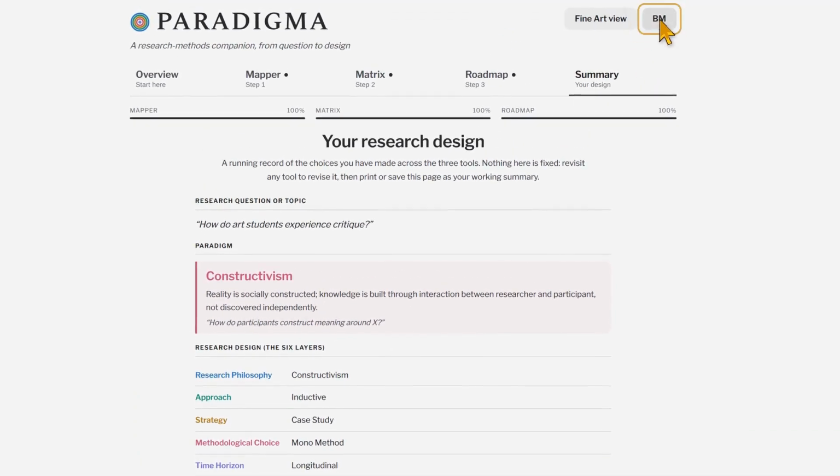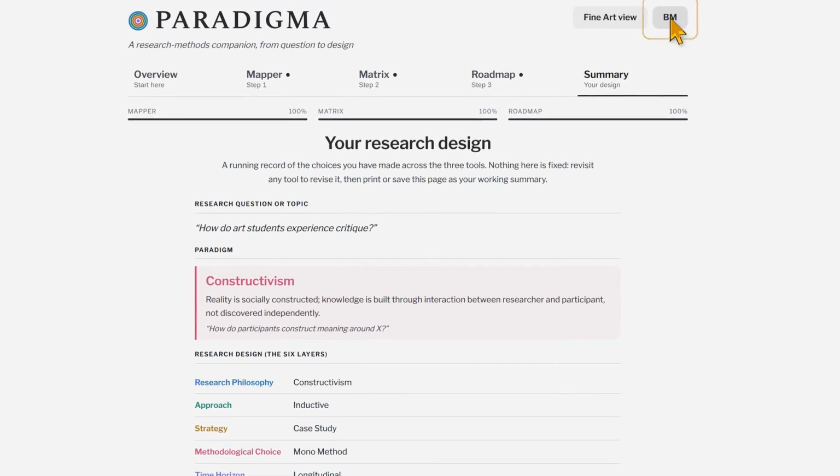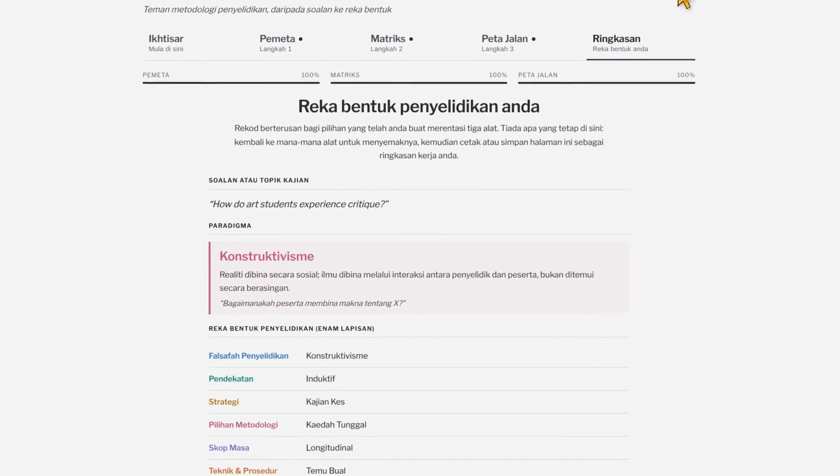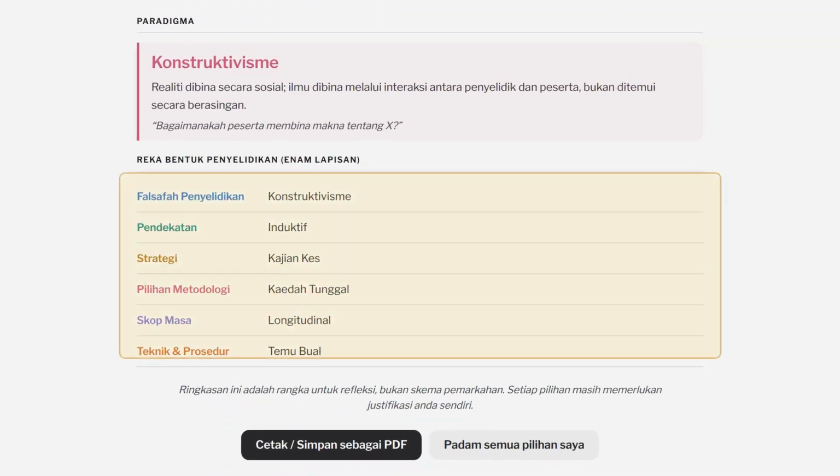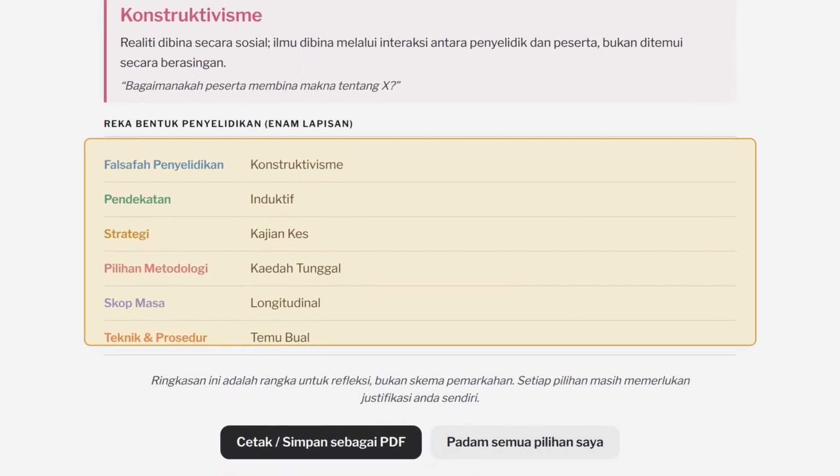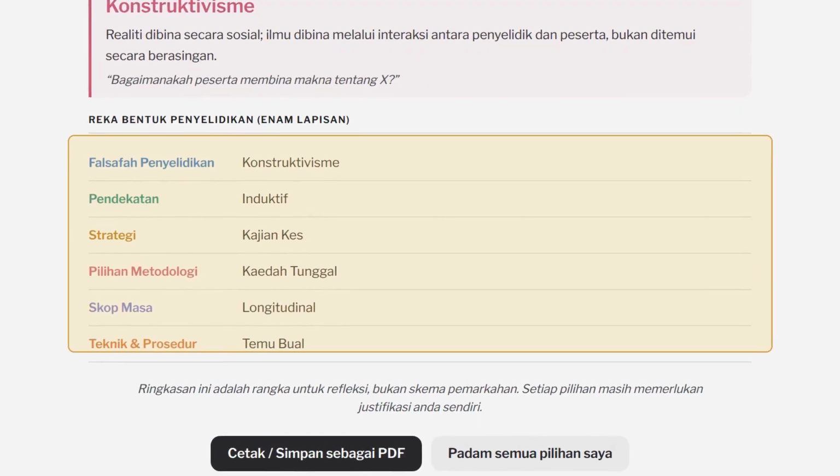Now one more press, this time on the language. The whole application in Bahasa Melayu. The technical vocabulary stays intact. Nothing gets simplified for the sake of translation.